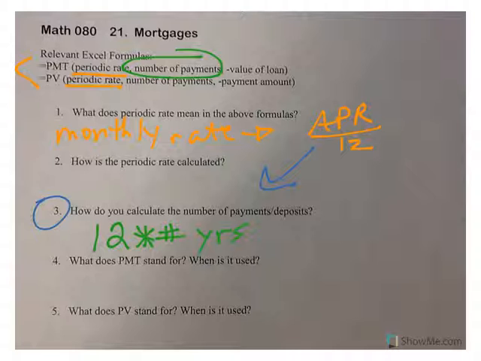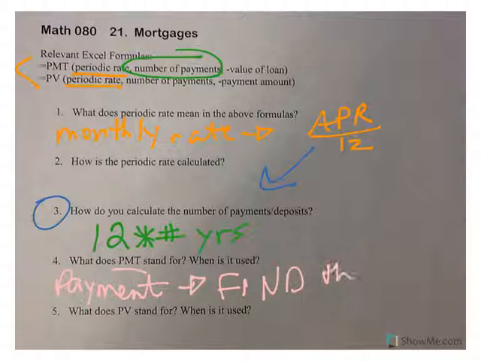Okay, PMT stands for payment, and it's used when you want to find the payment. So this is saying you know that you want to buy a $300,000 house. Okay, this is your interest rate. This is how many years your loan is. What's your payment going to be? So it's when you know how much you're borrowing, right? I'm borrowing $70,000. How much is my payment? So the PMT, payment function, to find the payment.